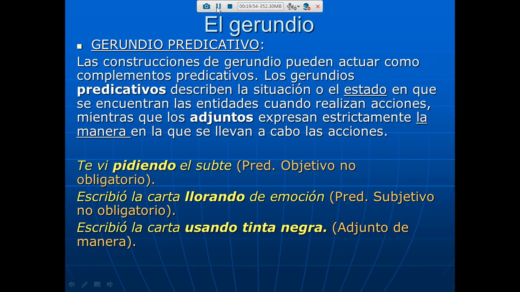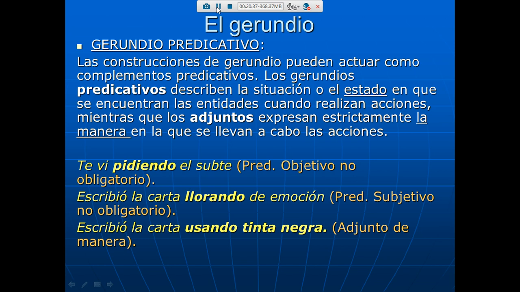Por ejemplo, te vi pidiendo en el subte. Te vi, yo te vi pidiendo en el subte. Te es objeto directo. Entonces, pidiendo complementa el significado de te y por eso es un predicativo objetivo no obligatorio, porque podría ser te vi en el subte, pero modifica el objeto directo, no al sujeto. En cambio, escribió la carta llorando de emoción es un predicativo subjetivo también no obligatorio, porque podríamos decir ella escribió la carta, y es subjetivo porque llorando se refiere al sujeto, ella, y no al objeto.